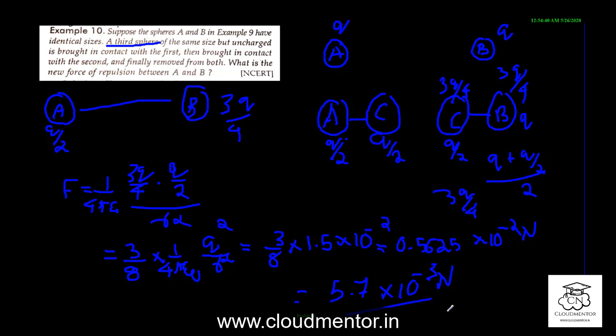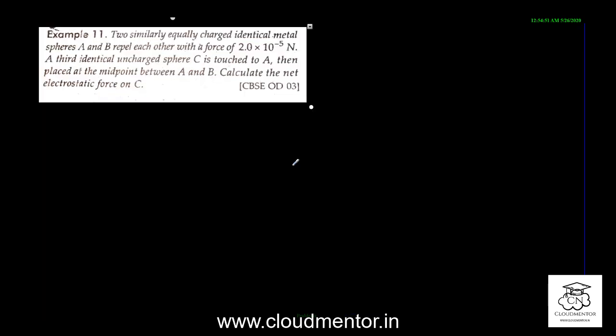So this was the answer to this question, and we are moving to the next question. Two similarly, equally charged identical metal spheres A and B repel each other with a force of 2.0 into 10 raised to minus 5 Newton, and a third identical uncharged sphere C is attached to A, then placed at the midpoint between A and B. Calculate the net electrostatic force on C.